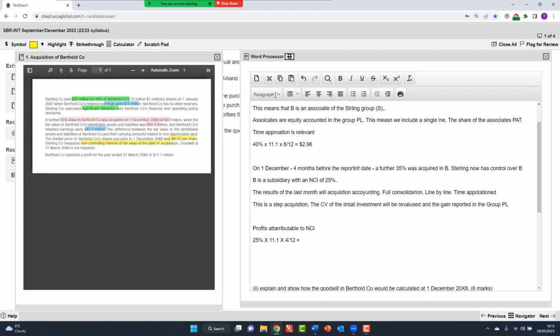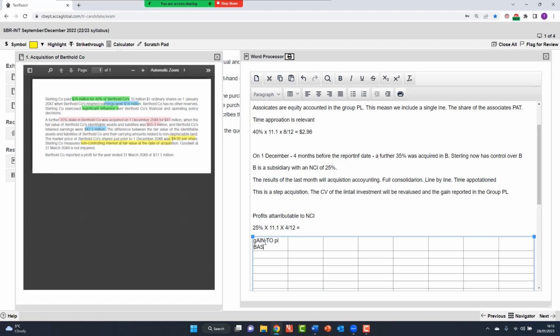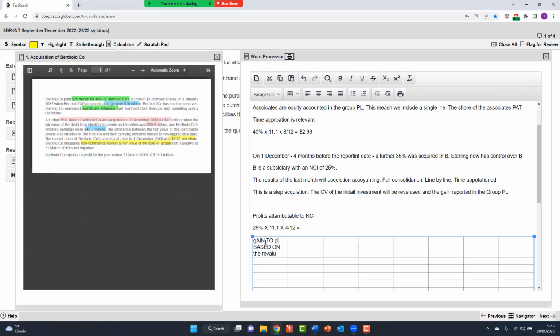There will also be a gain arising on, not the retranslation, but there'll be a gain arising on the difference in the carrying value. So there will be a gain to the P&L, based on the revaluation of the initial investment.